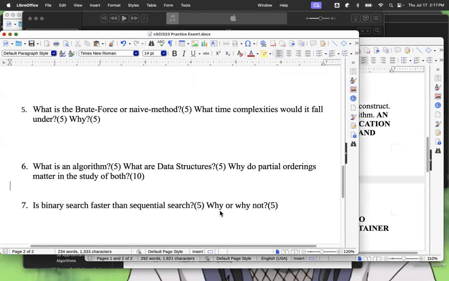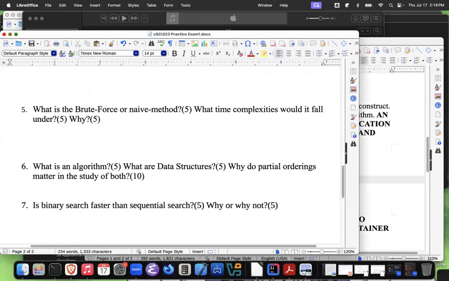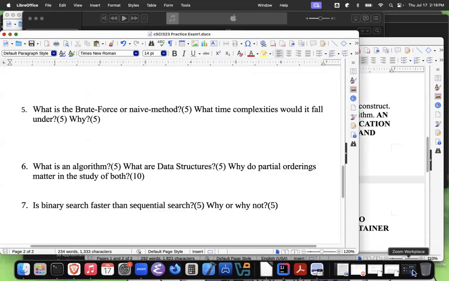By way of example, is binary search faster than sequential search? Why or why not? All right, so you guys should be able to give me an answer to this one. It is faster. Okay, why? Because sequential search, I'm assuming, is just going in order through each element. Okay, binary search is actively skipping elements and reducing the size of the array that it has to go through, the elements that it has to search through.